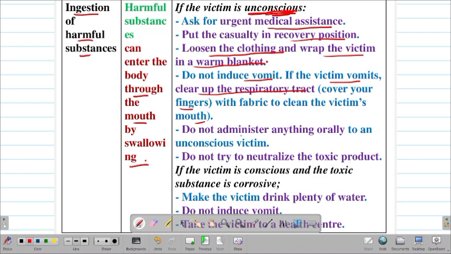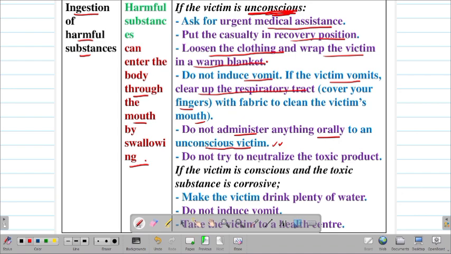Then also do not administer anything orally to an unconscious victim. Of course, this one is likely to worsen the situation. So for example, the reason why we are not supposed to administer anything orally or through the mouth is because this can lead to choking, coughing, or interfere with the breathing system of the person, worsening the situation.